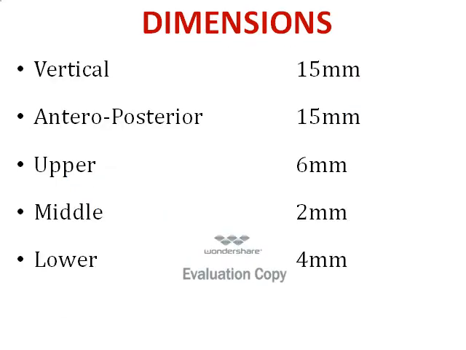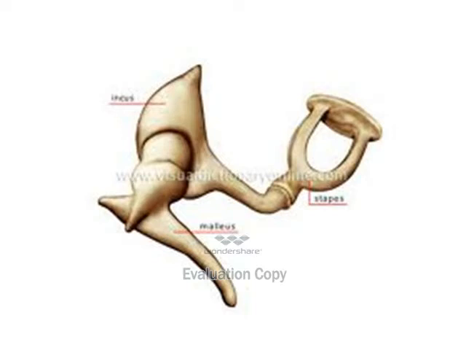The dimensions of the middle ear cavity play a major role, and it is most important to know them as they have a significant importance during ear surgery. The vertical and anteroposterior measures are about 15 millimeters. The upper, middle and lower measurements from lateral to medial are about 6, 2 and 4 millimeters.